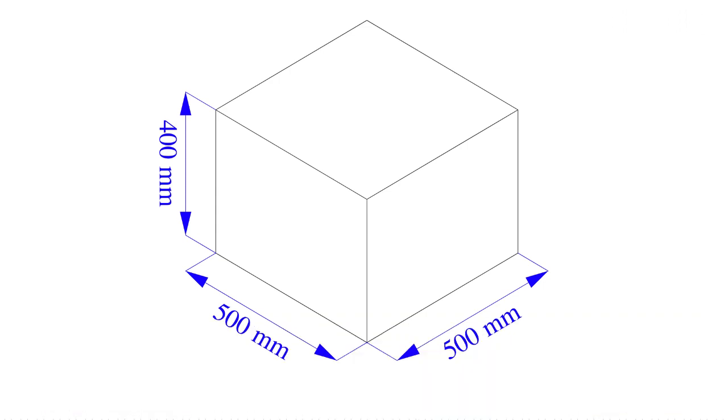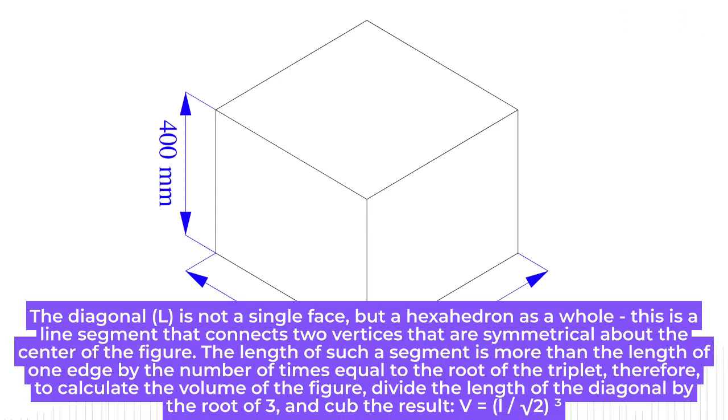Step 4. The diagonal, L, is not of a single face, but of the hexahedron as a whole. This is a line segment that connects 2 vertices that are symmetrical about the center of the figure. The length of such a segment is more than the length of one edge by a factor equal to the root of 3. Therefore, to calculate the volume of the figure, divide the length of the diagonal by the root of 3, and cube the result, V equals L slash square root 3, superscript 3.